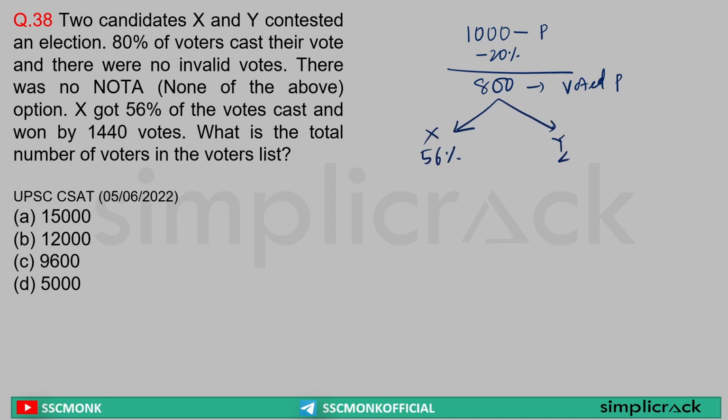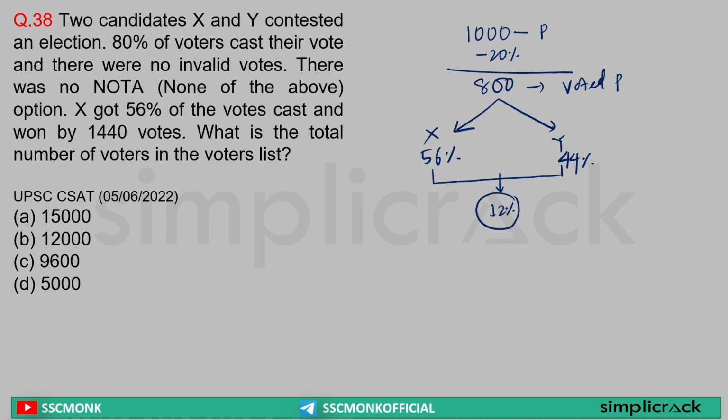Y got the remaining, that is 40% of the remaining votes. Now understand this. Here there is no NOTA, no invalid, which means this is the final voting percentage. Now X won because it has a higher percentage of votes. By what margin? The margin was, sir, 12%.